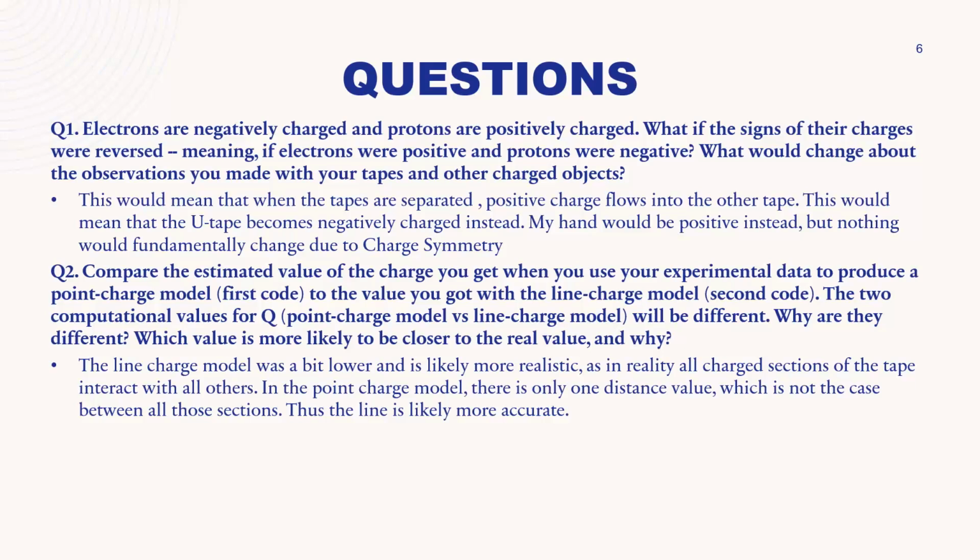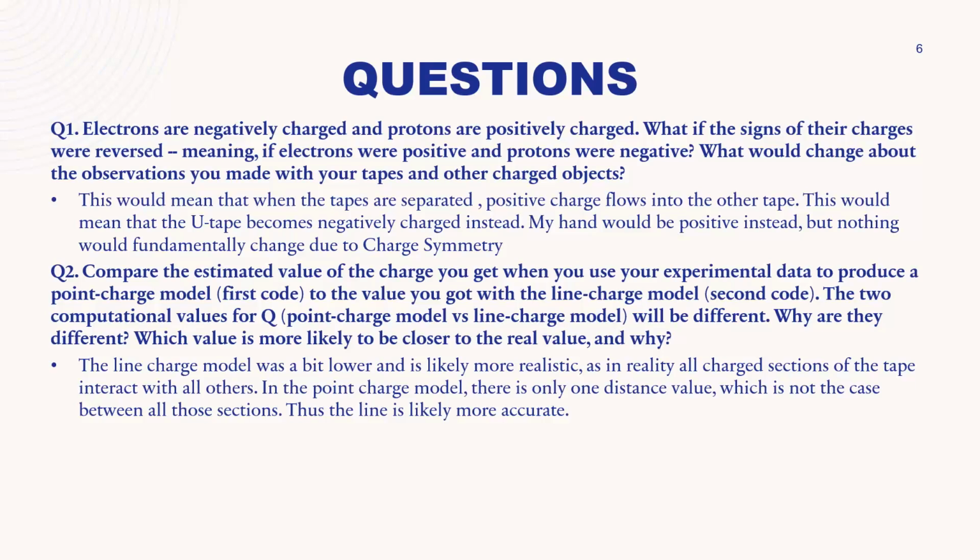One of the questions is what would happen if the polarity of electrons or neutrons were reversed. So what would happen here, due to charge symmetry, there would actually be no difference in the behavior, but my hand would be positive and the tape would be negative. So the actual sign of the force would be different, but there would be no difference in behavior.